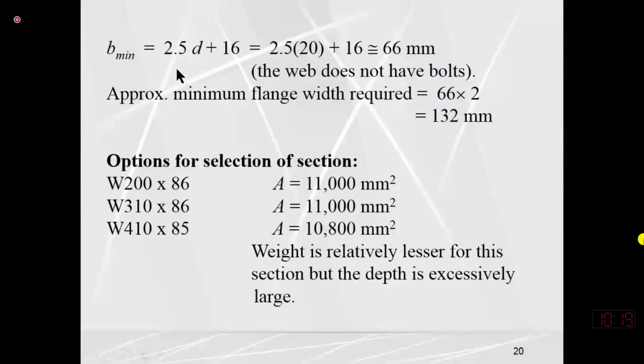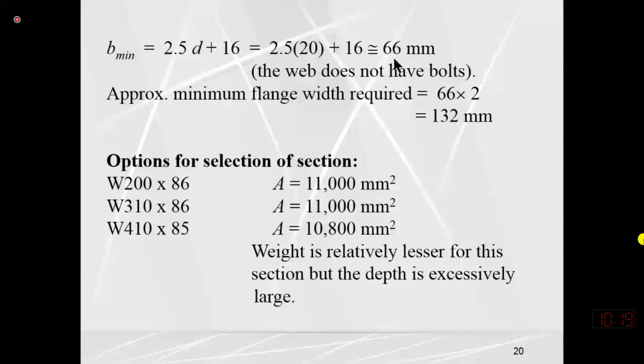Next is B minimum. We also need to select a section where the width of the connected leg, the connected portion, is more than a minimum value to accommodate the fastener. So B minimum is 2.5D plus 16. Why haven't I used 3.25D plus 18? Because the member is connected by the flange only. No hole is punched and no fastener is provided in the web. If we also connect by the web, then 3.25D plus 18. So the minimum width should be 66 millimeters.